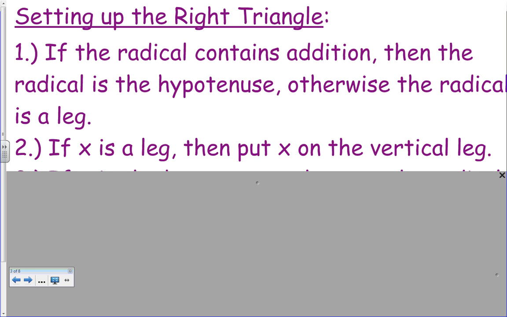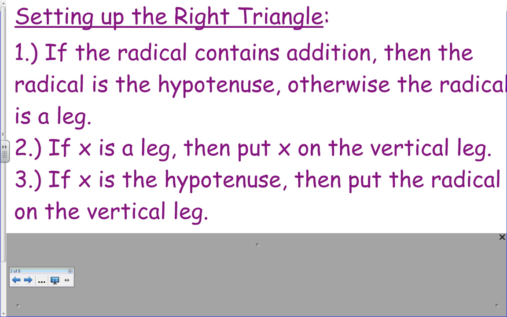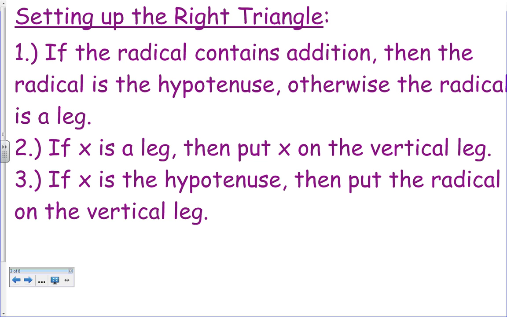Secondly, if the x is a leg of the triangle, then you want to put x on the vertical leg. All right, so if you can, put x on your vertical leg. And then the third rule that we're going to follow: if x is the hypotenuse, then put the radical on the vertical leg. That was the second case that we saw there. x was the hypotenuse, and so we had the square root on the vertical leg. If you remember those three rules, those pretty much tell you how to set up the triangle that you want every single time.